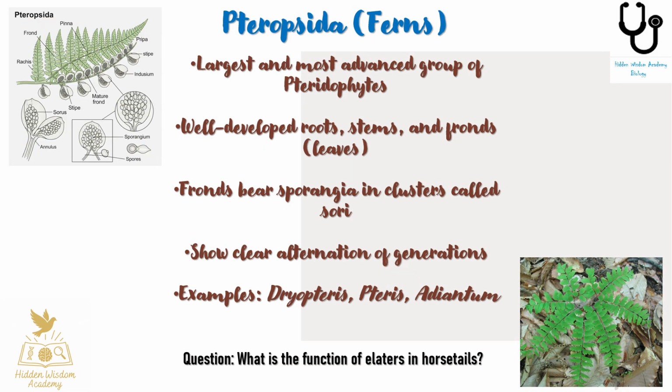Now, let's talk about Pteropsida, or true ferns, the largest and most advanced group of pteridophytes. They have roots, stems, and large leaves called fronds. On the underside of fronds, sporangia are found in clusters called sori. They show alternation of generations between sporophyte and gametophyte. Examples are Dryopteris, Pteris, and Adiantum. Ferns are also commonly grown as ornamental plants.